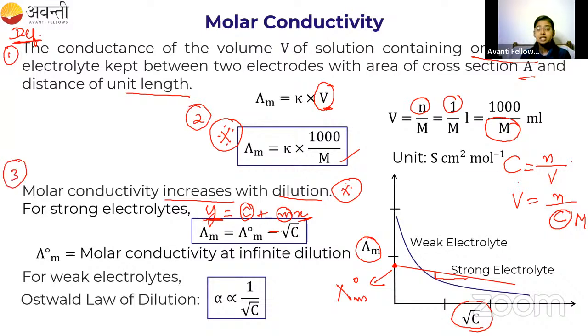And third main point is this line. Molar conductivity increases with dilution. Mostly for strong electrolyte, we are getting the straight line equation. Okay. Where lambda m naught is the molar conductivity at infinite dilution. And for weak electrolyte, alpha is inversely proportional to square root of C.